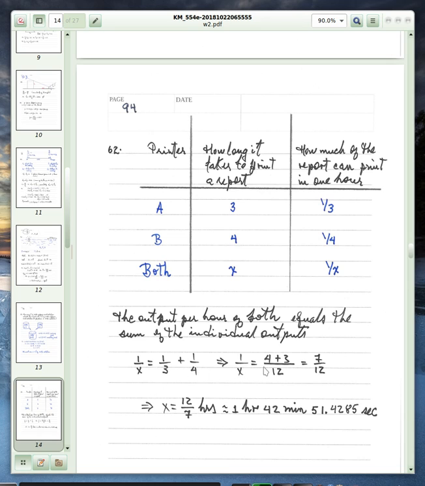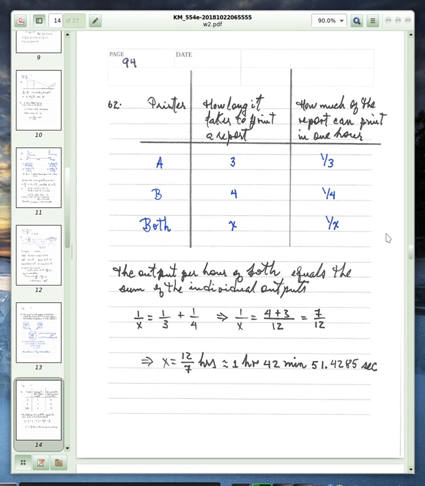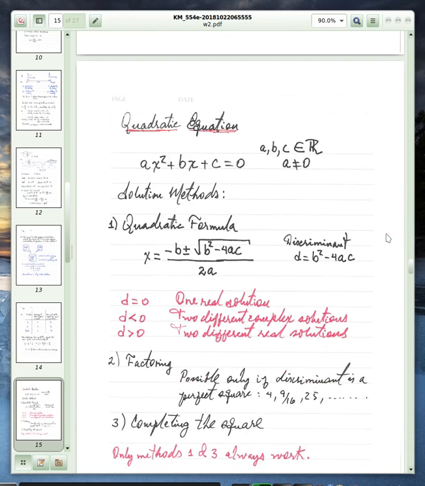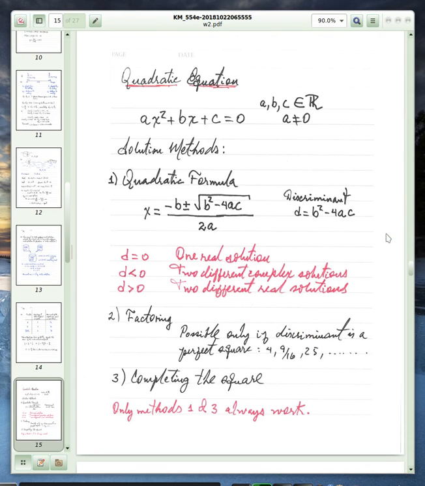So you solve the problem, you get this, but remember, 1/x is how much both will print in 1 hour. You have to answer how long it takes. So you have to flip this, 12/7. And there you have the answer. Okay, quadratic equation, let's leave this for the next video.